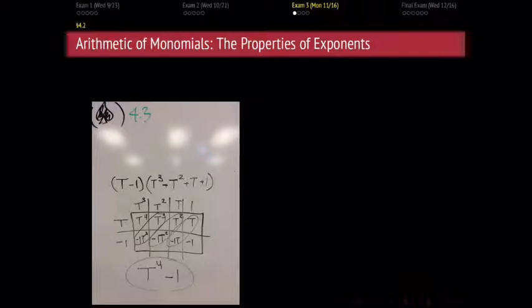Yes, you put one of the set of parentheses on the top and one on the bottom, and then you multiply across, and then if those squares that are diagonal line up, they cancel out. So then you're left with just t to the fourth minus 1. Okay, so this is the grid or the lattice approach to multiplying polynomials one by another.